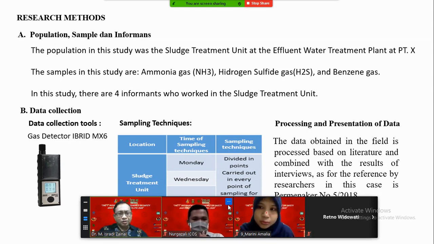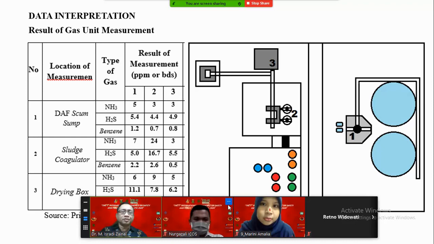To collect the data, I used a gas detector of type Hybrid MX6. The sampling was carried out in the sludge treatment unit on Monday, Wednesday, and Friday, divided by points, with each sample point measured for 2 minutes. The data obtained in the field is processed based on literature and combined with the results of interviews, all based on government regulations, namely Manpower Regulation number 5 of 2018.